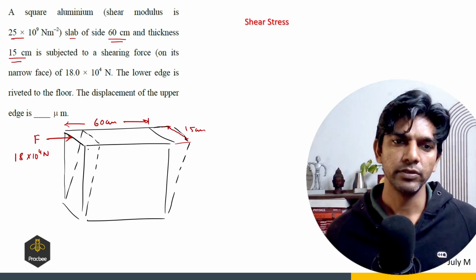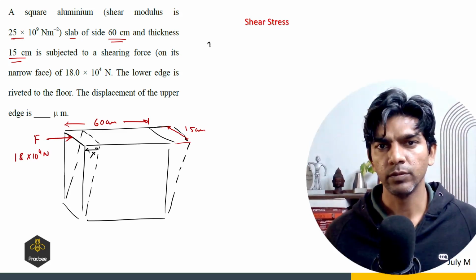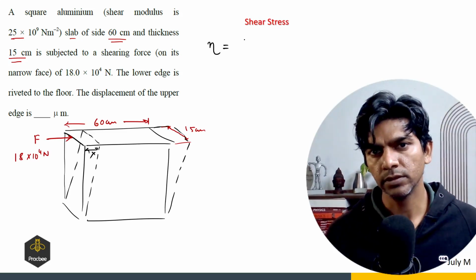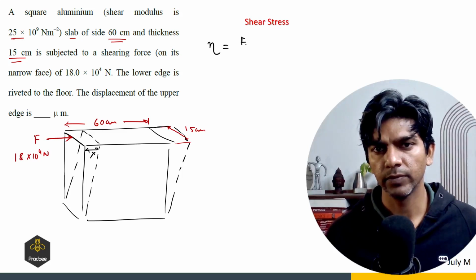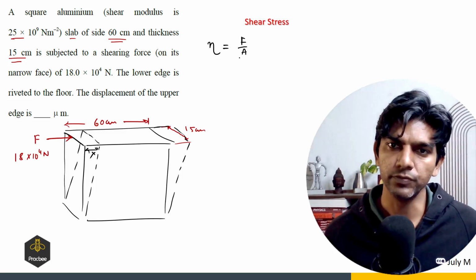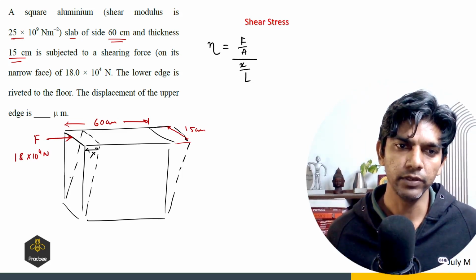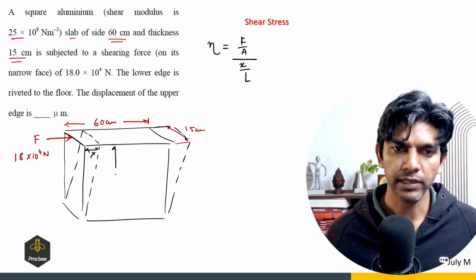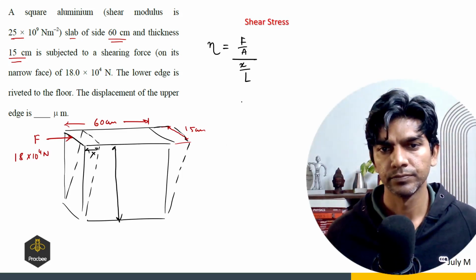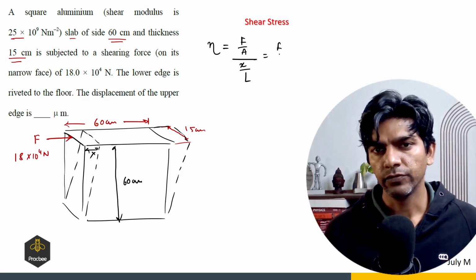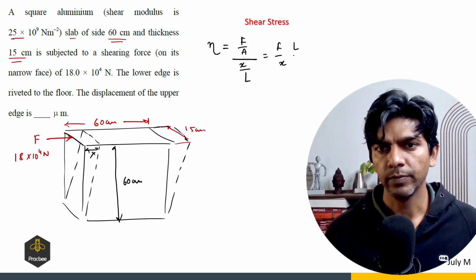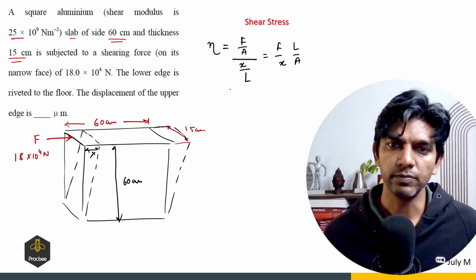Like this, right? So this displacement is x. So we know that modulus of rigidity is equal to F divided by A, where F is the force and A is the area of the face on which we are exerting the force, divided by x by L, where L will be this length, right? And this length will be 60 centimeter. So it will be F by x, L by A, and we have to find the displacement. So x will be FL upon eta times A.